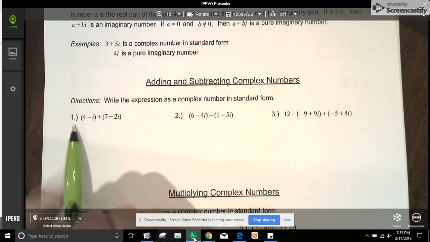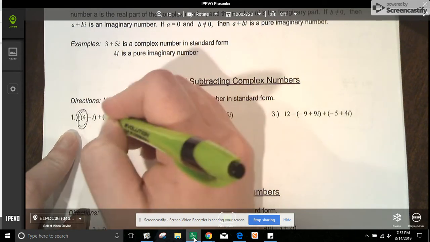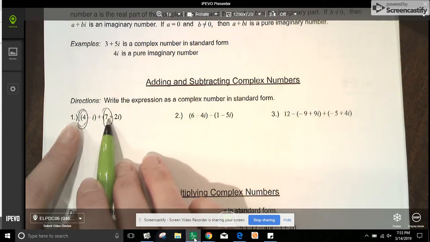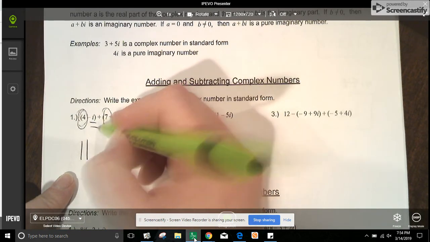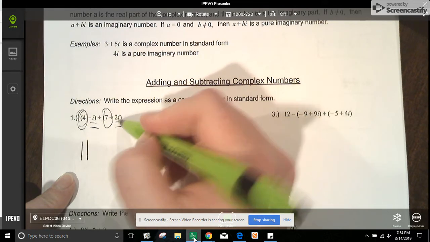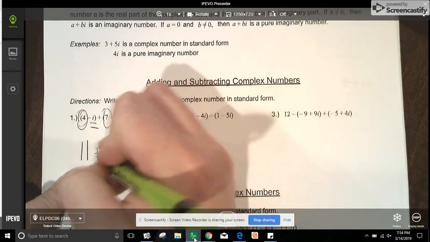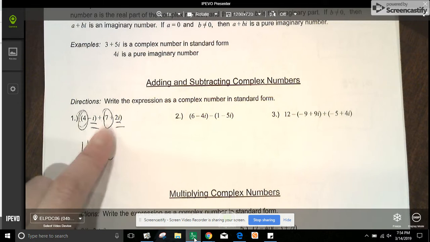So for the first one, I would put the 4 and the 7 together. So 4 plus 7 would be 11. And then I would put the negative i with the 2i. So negative i plus 2i would be 1i. Just make sure you're doing the correct operation. So we were adding here.